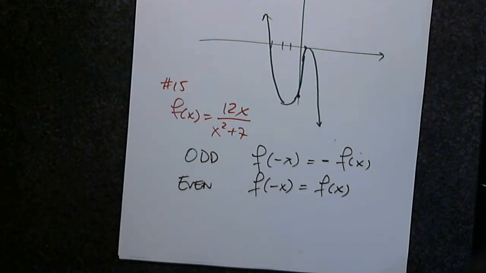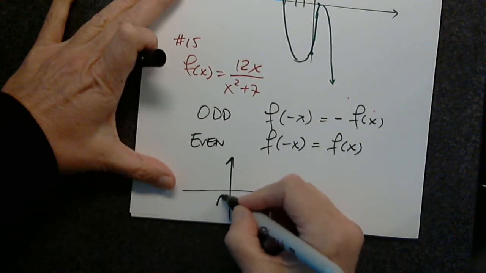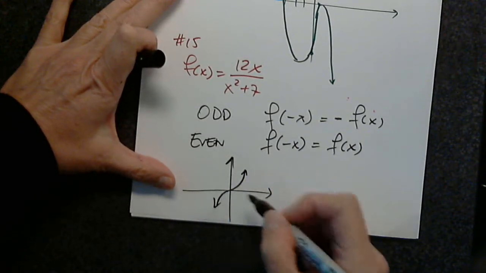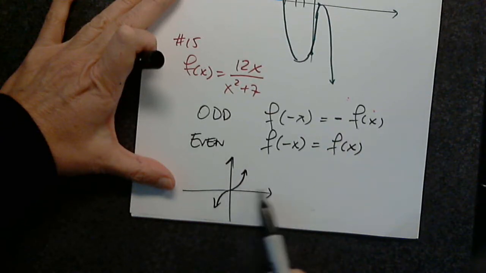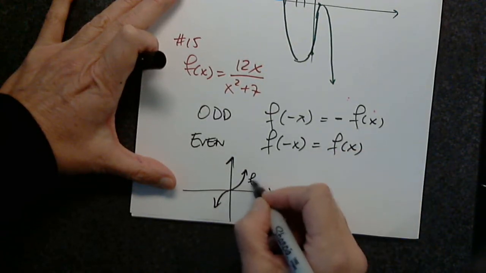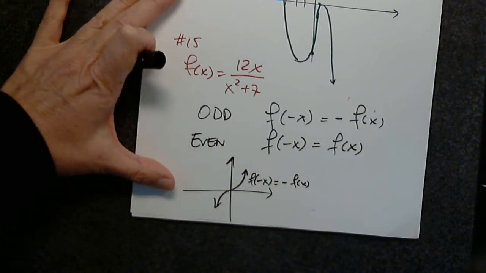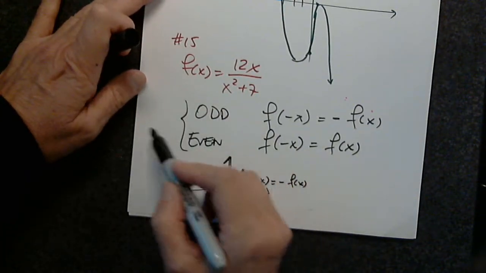Okay, so a function that is odd is like x cubed. Whatever we have in this quadrant, it's a copy of this quadrant over the origin. So that's why here f of negative x will be negative f of x. And that's an odd function.